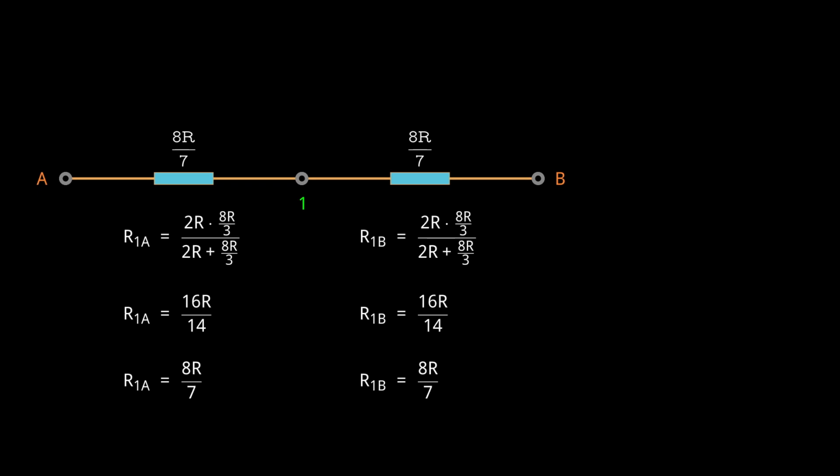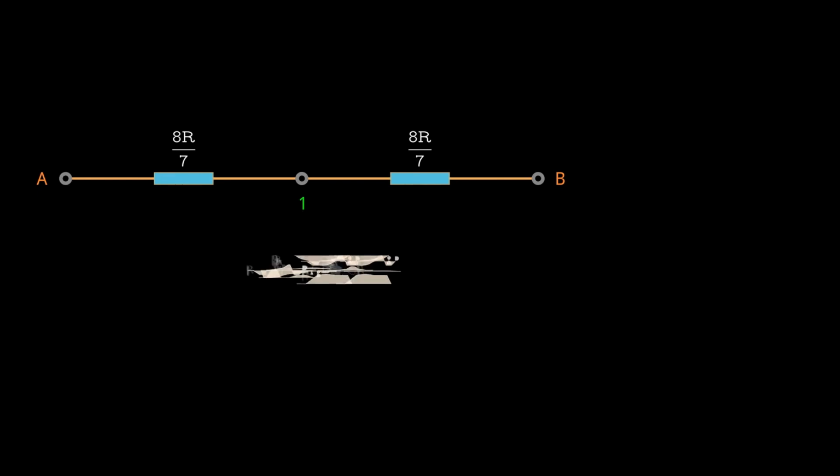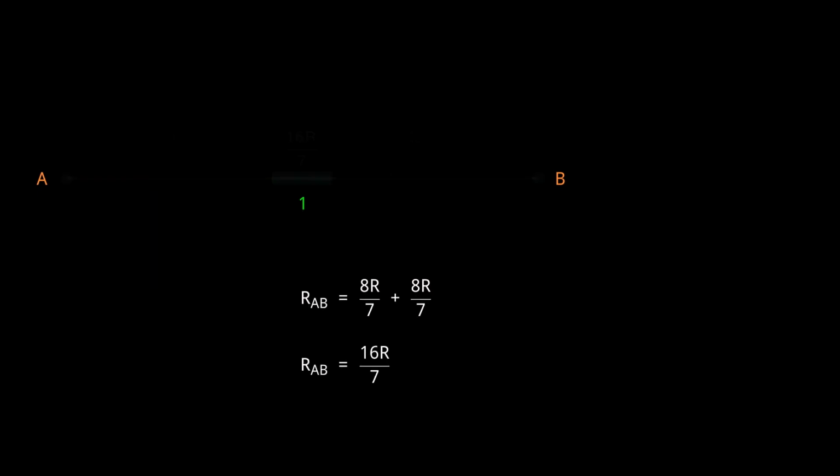Now we have two resistors in series. The final step is to combine them by adding their values, giving us the equivalent resistance between points A and B. Hope that explanation was clear.